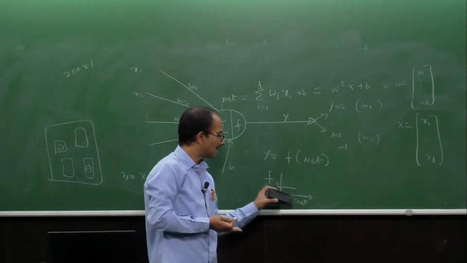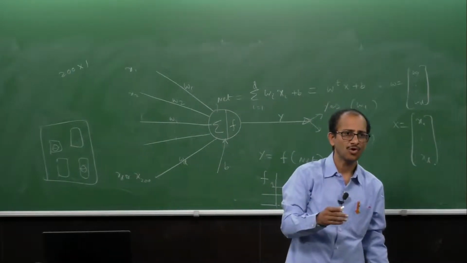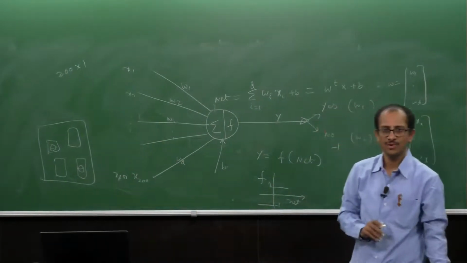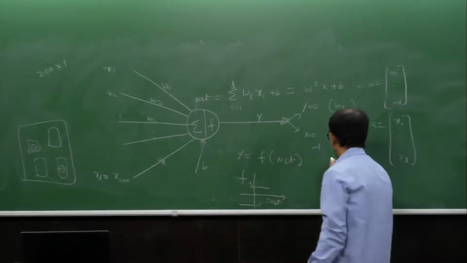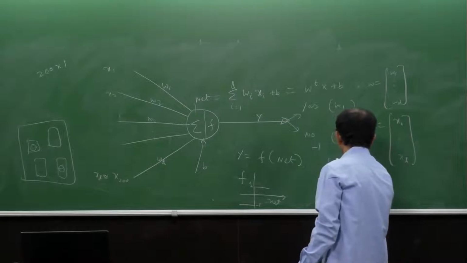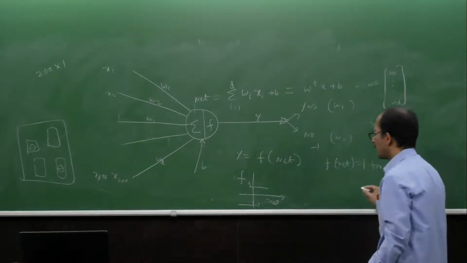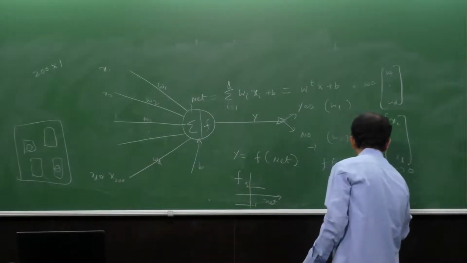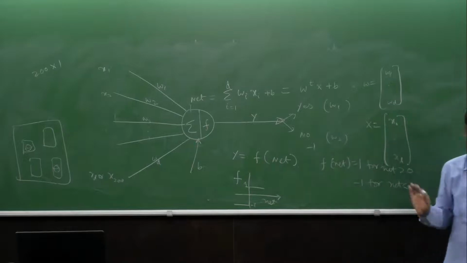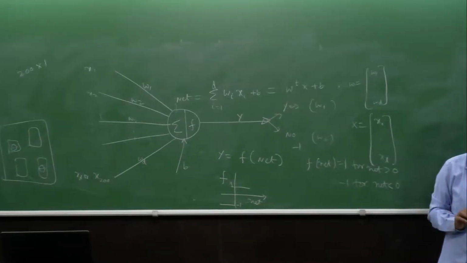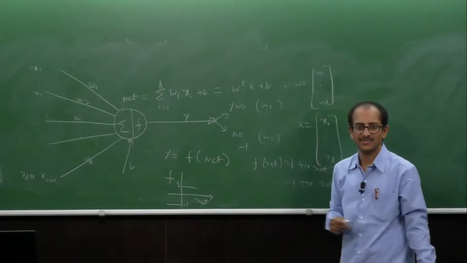I can consider f of net greater than 0 being 1, and f of net less than 0 being 0 itself, or minus 1. So this is how it is defined. Mathematically, f of net is equal to 1 for net greater than 0, and minus 1 for net less than 0. Is this fine? Yes, this is a thresholding function. This is a thresholding activation function.